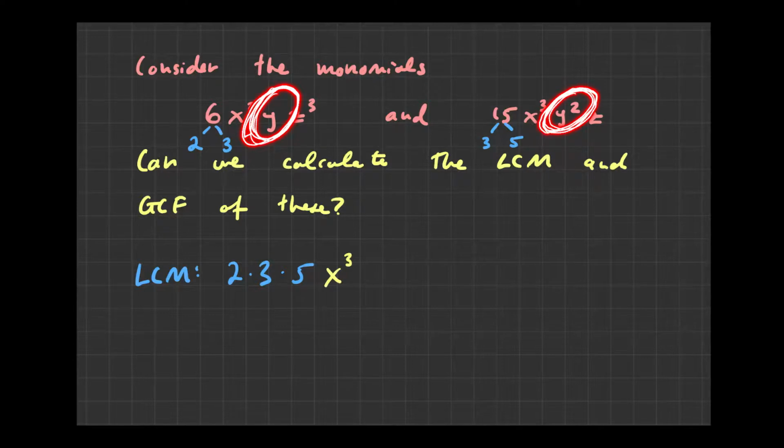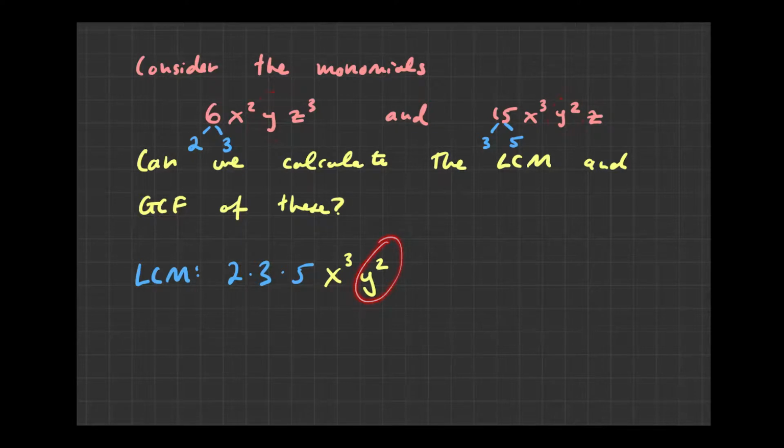Am I going to need 1 y or 2 y's? Yeah, I'm going to need 2 y's, right? If I have just 1 y, then that'll be fine for this one, because I'll be a multiple of this y. But I'm not going to have enough y's to be a multiple of y squared, right? In order to be a multiple of y squared, I need to have at least 2 y's in it, right? So that part is done.